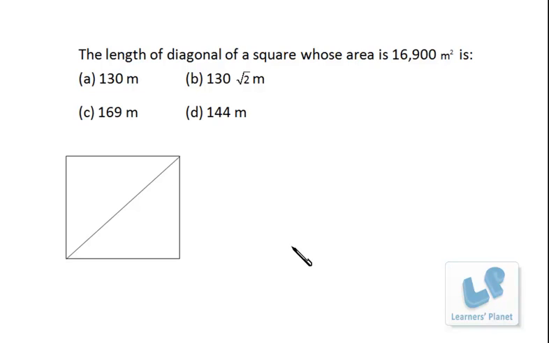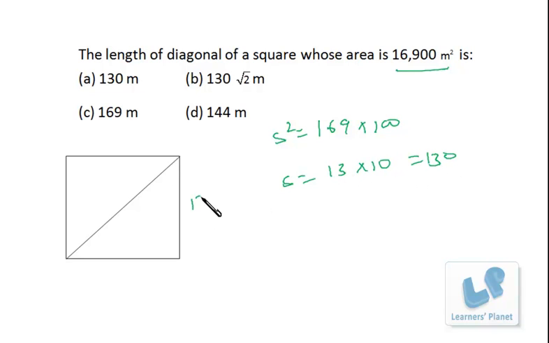Now further, once again let's try this problem mentally. The length of a diagonal of a square whose area is 16900. That means side square is 16900. That means side will be what? It's the square root of this particular number. Okay. Now what is the square root of 16900? 169 into 100. So square root of this, this is side square. So side will be 13 into 10, that is the square root of 169 into square root of 100. So the side is 130.